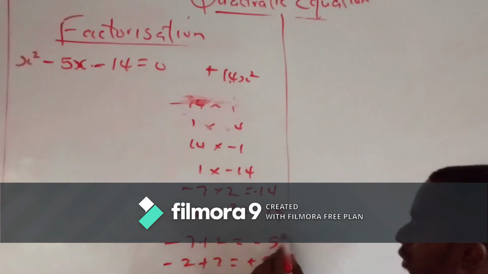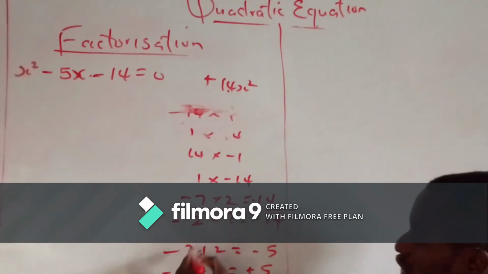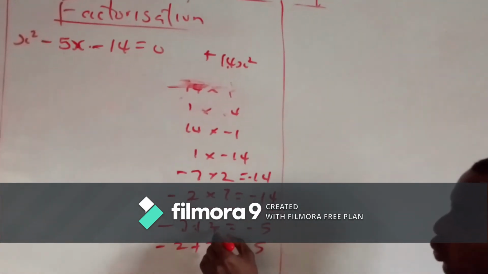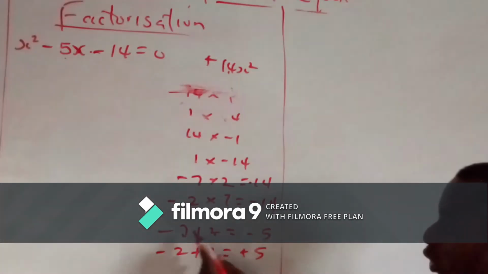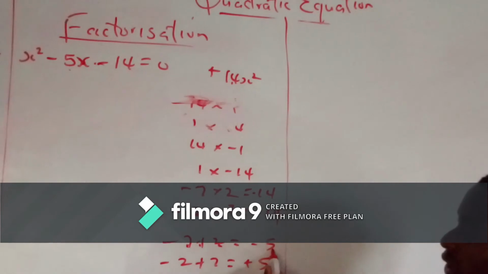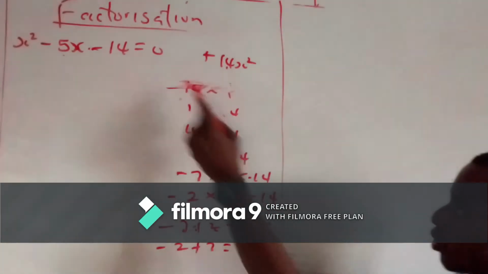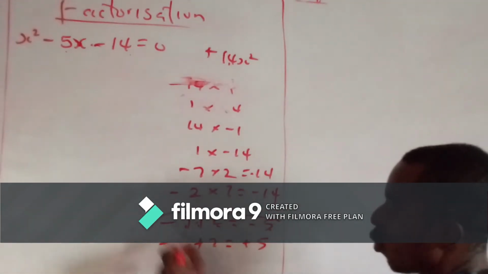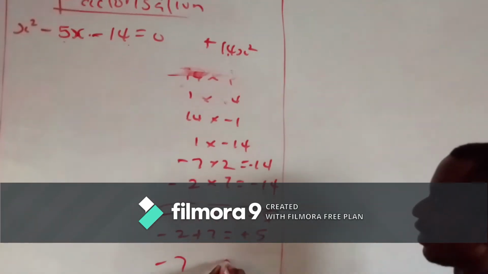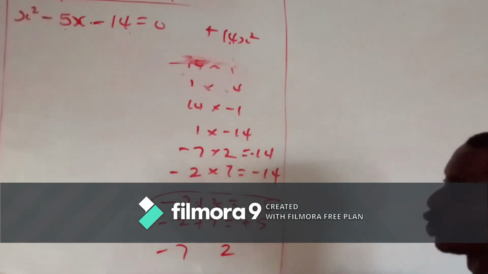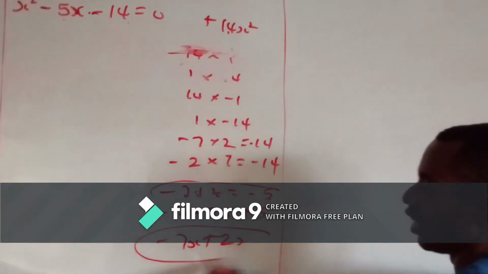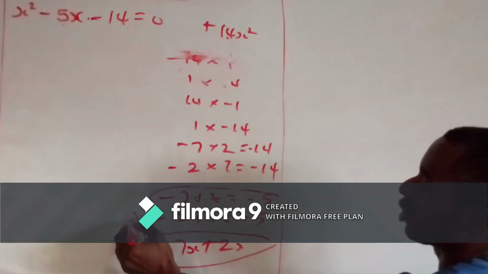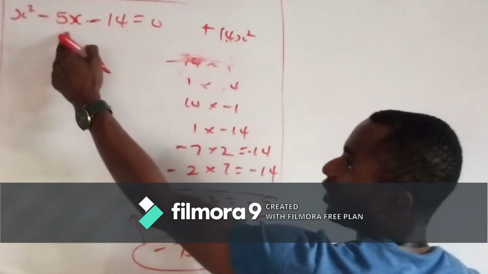So you see that this is perfect. Minus 7 and 2 will give us minus 5 when you add them, but if you multiply them, minus 7 times 2 will give us minus 14. So we pick this. We have minus 7 and plus 2. So just add our x there and import this to replace the minus 5x.